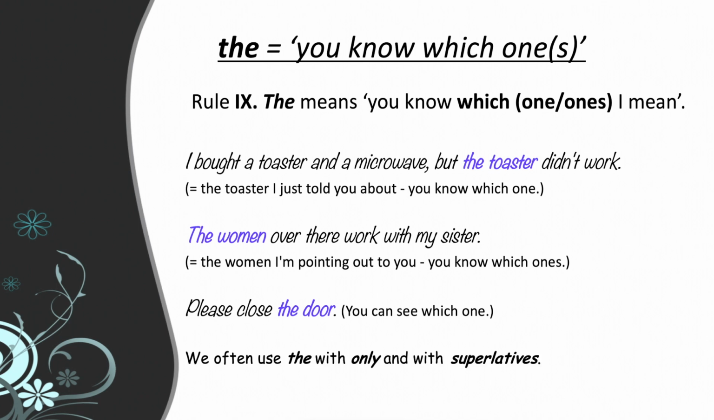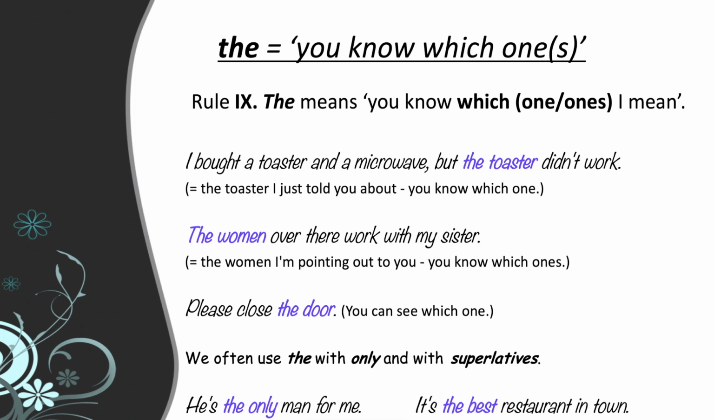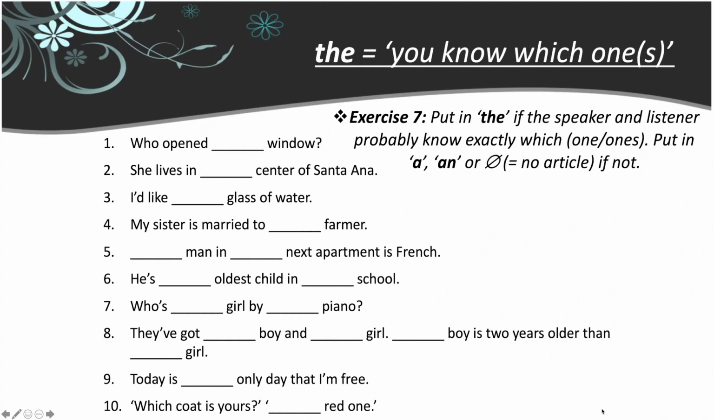We also use the with only to express a superlative. "He's the only man for me." And "it's the best restaurant in town." Exercise 7 is practice with this. In these exercises, put in the if the speaker and listener probably know exactly which ones we're talking about. Put in a, an, or this symbol to show that we don't know which one or ones. You can pause now if you like.